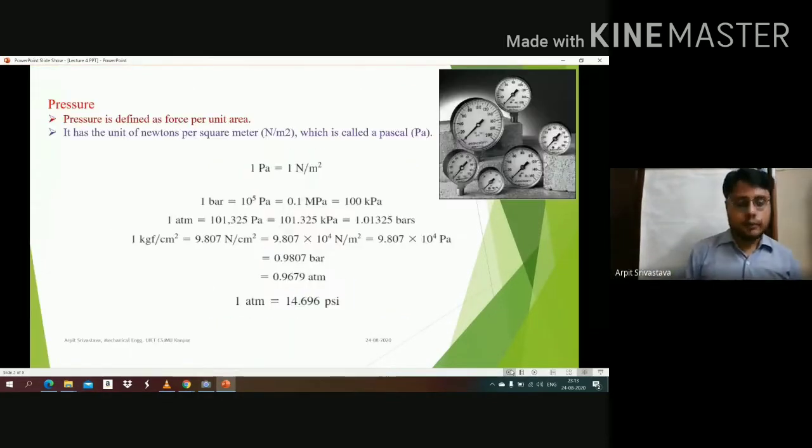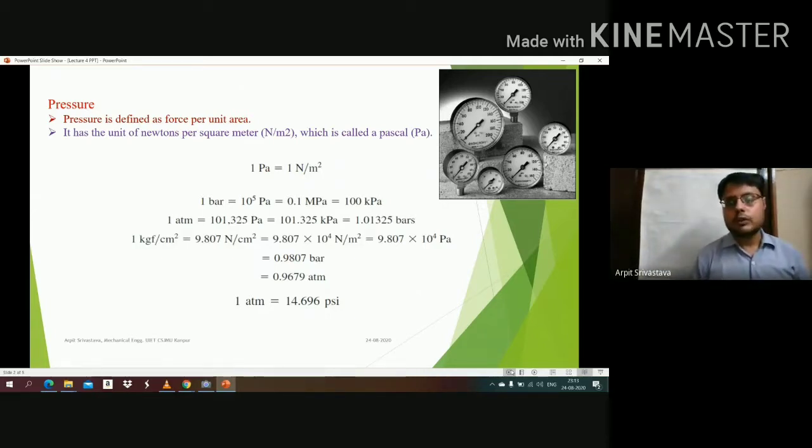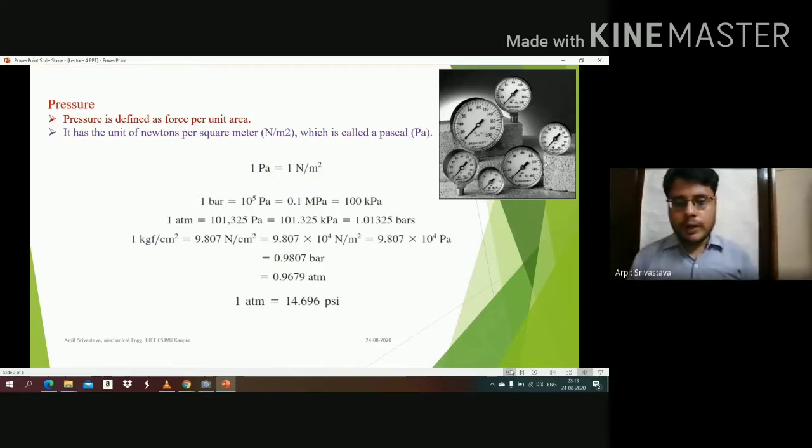In the last class, we discussed the pressure definition. As all of you know, pressure is defined as force per unit area. We have already discussed some unit conversion of pressure. We also discussed the PSI unit, which is the most popular unit of pressure measurement in today's gauges. By these conversion factors, we can convert PSI units into SI units, and it is very useful whenever you solve numerical problems.